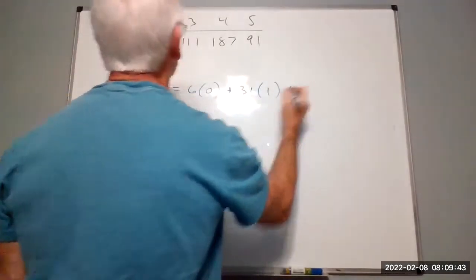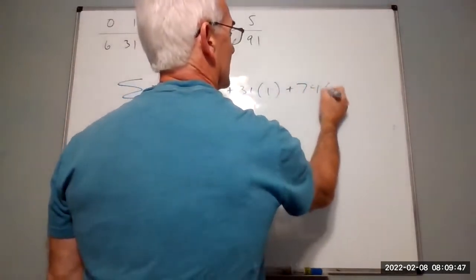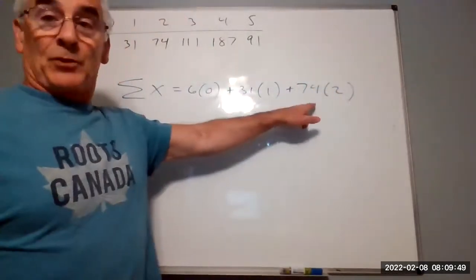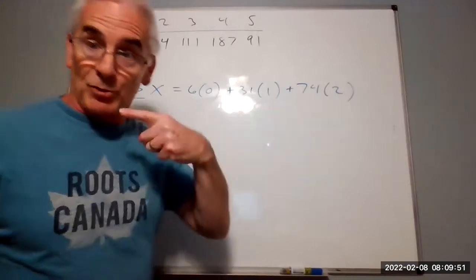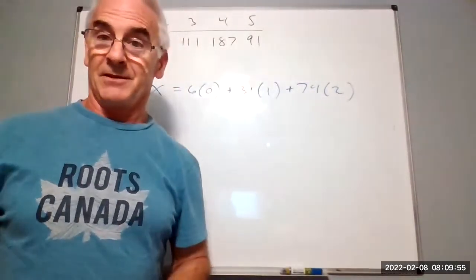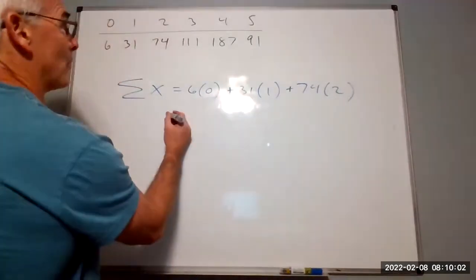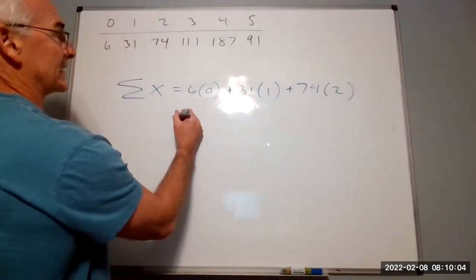How about the score of 2? How many times did it occur? 74. You see what I'm doing here? Is this exactly the same as if I wrote 2 plus 2 plus 2, 74 times? Do you agree that's exactly the same thing? Yes. A little more efficient though. This might not take me nearly as long. Okay, now what? Keep going. What should I put next?